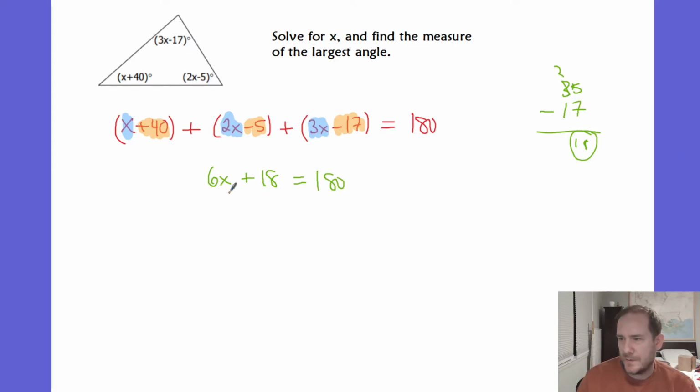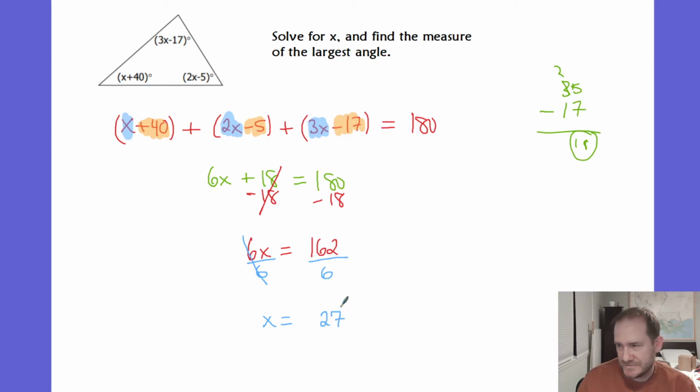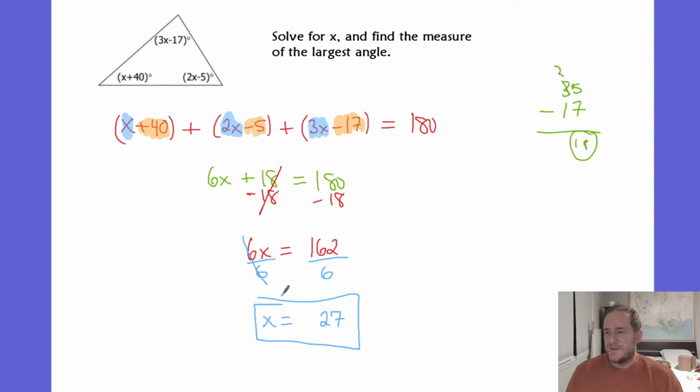So now we can start to isolate x by subtracting 18 from both sides. They'll cancel. You'll have 6x equals 162. Then you can divide by 6. Cancels. And you get x equals. Again, you'll have a calculator, but this is going to be what? 27? Yeah. Sounds good to me. So that's x.